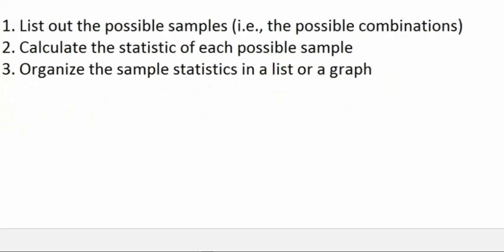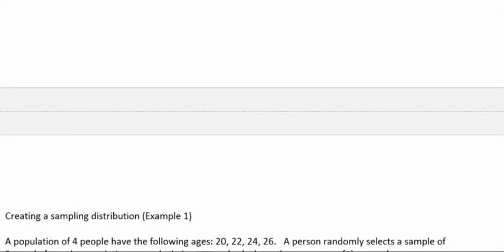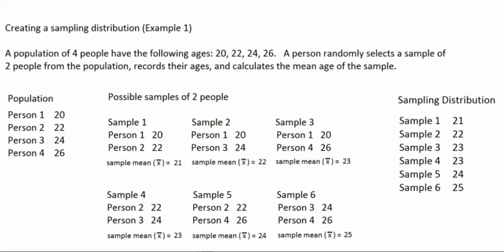So let's do one example of creating a sampling distribution with a small population. So now we're imagining that a population of 4 people have these ages right here. The ages are 20, 22, 24, and 26. A person is randomly selecting a sample of 2 people from the population, recording their 2 ages and calculating the mean age of the sample. This is the same type of situation we've been looking at all along today. Over here, we have our population of 4 people, their 4 ages. What I've done over here is I've listed out every possible sample of 2 people that could be chosen.